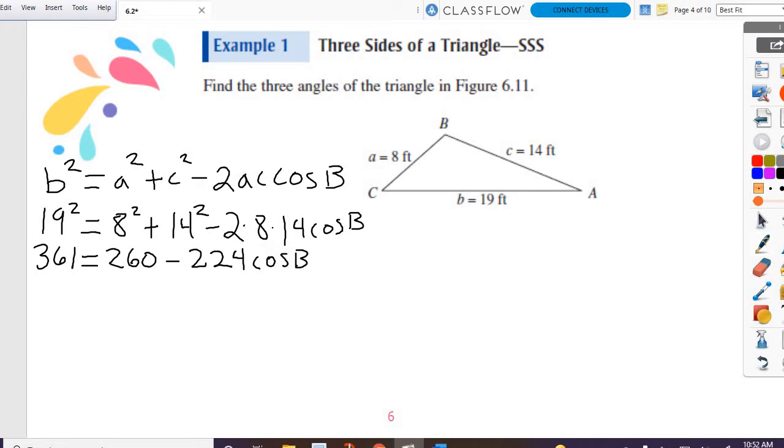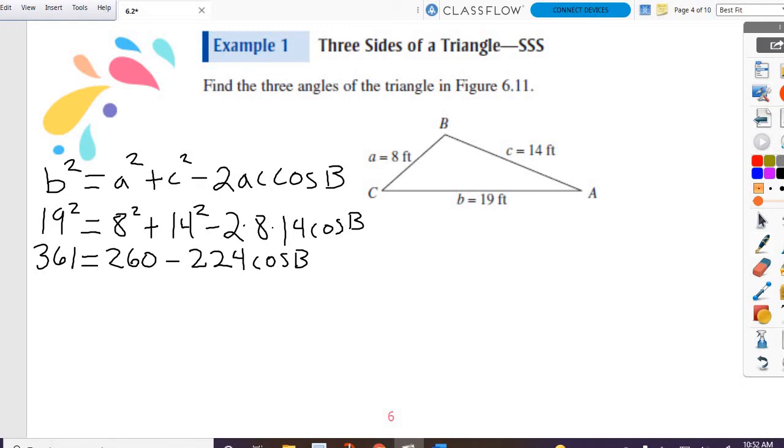Now, please be careful here. Can I subtract my 260 and my 224? Why not? Because it's being multiplied by the cosine of b. And we have to take care of multiplication first before we can do our subtraction. And because b is a variable, I can't take care of the multiplication. Does that make sense? Because a lot of people just want to try and subtract those right off the bat, and we can't.